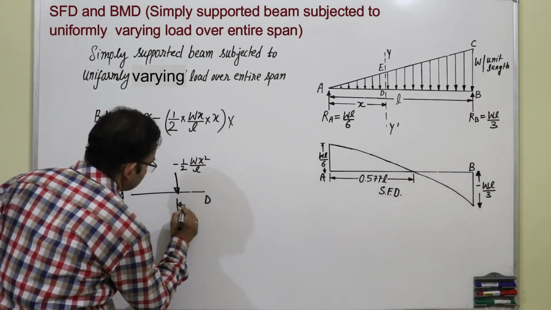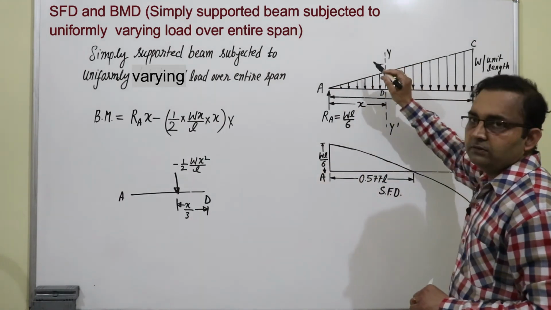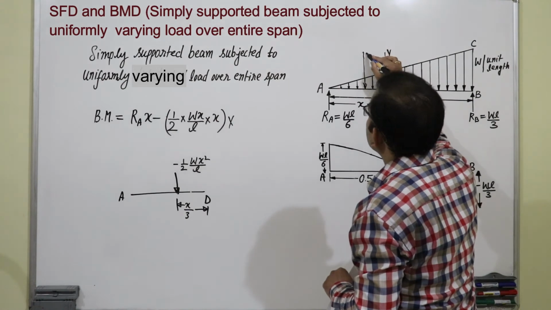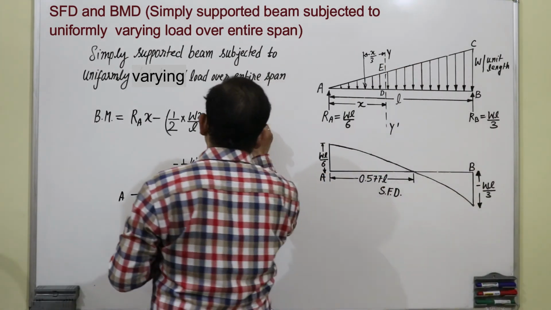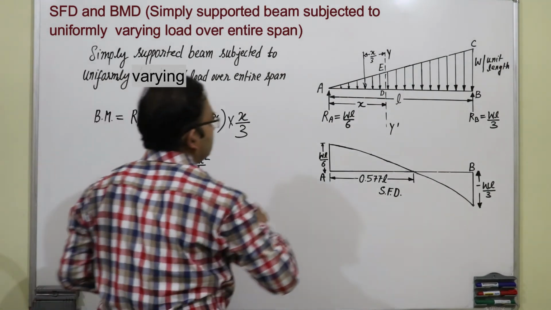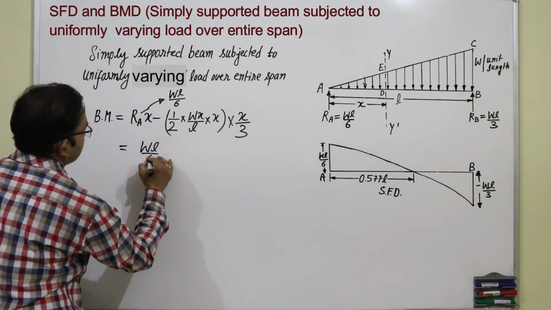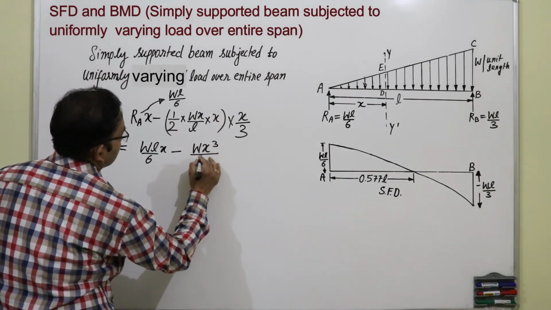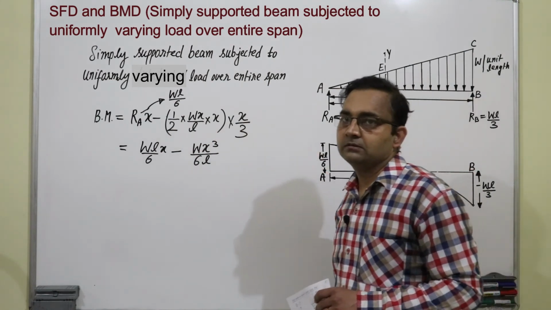So, it will be x upon 3. So, for this triangle ADE we will convert it into the point load and the point load will act at a distance of x upon 3 from section. So, we will multiply here by x upon 3. Now, I will rub this one. So, bending moment is WL by 6 x minus W x cube upon 6 L. So, this is the equation, same equation.